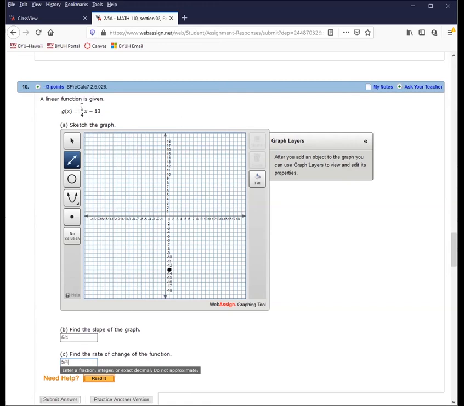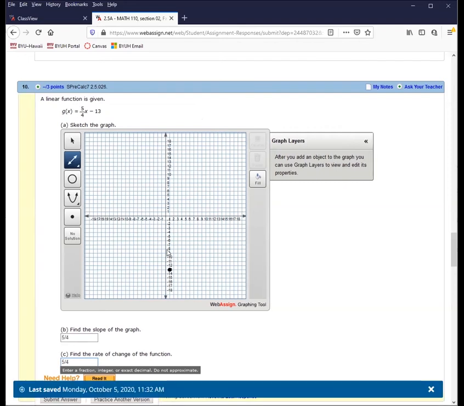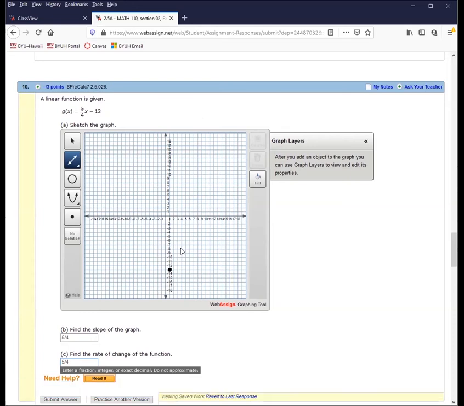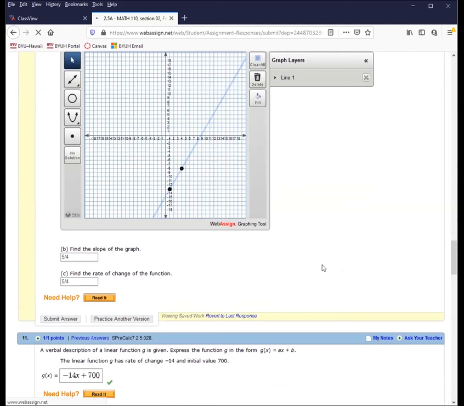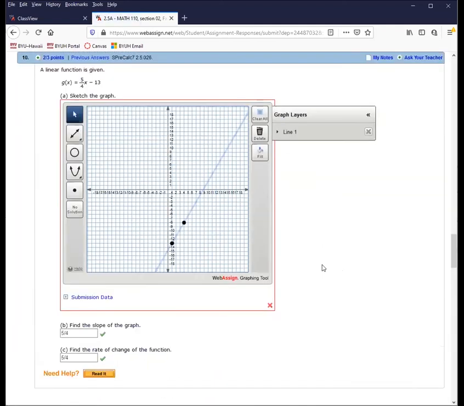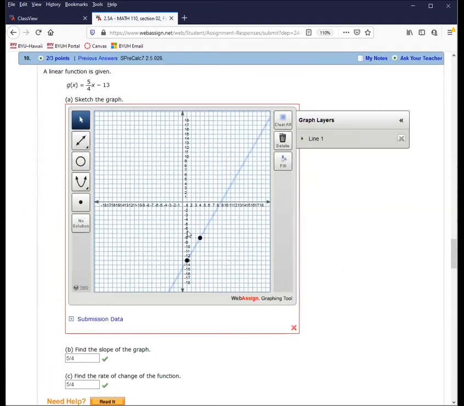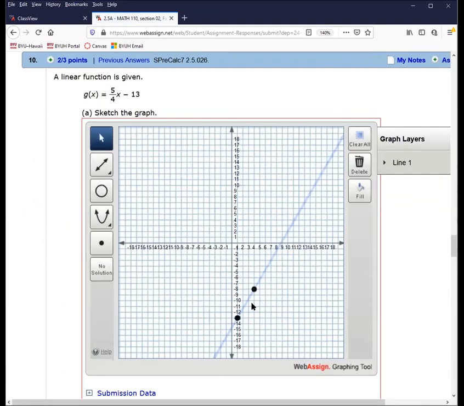So again, slope is rise over the run. So if I go up by 5, from negative 13 plus 5, going up 5 and across 4, that should give me the correct answer. It didn't. Let me see. Did I go over 4? Okay, so I'm really confused here now.